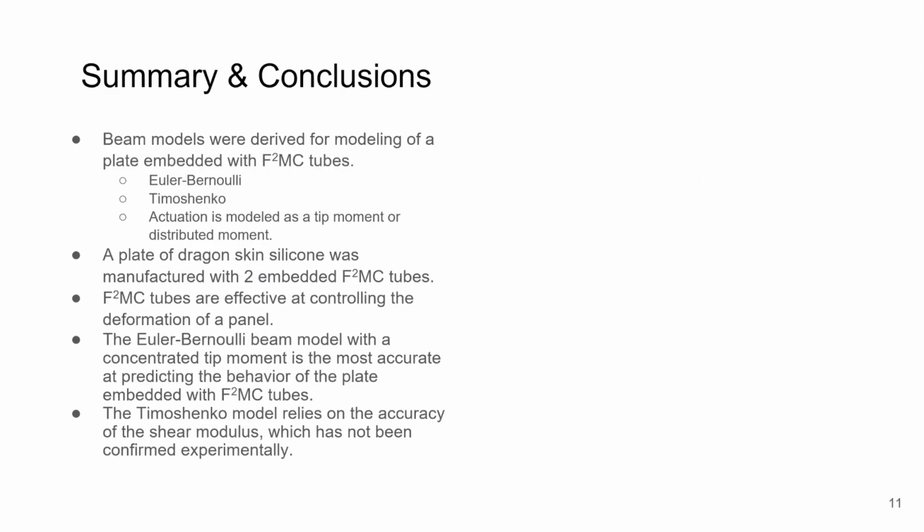In summary, the beam models were derived using Euler-Bernoulli and Timoshenko beam theories, with actuation of the F2MCs modeled with a tip moment or with a distributed moment. The plate was manufactured from braided PET plastic along with dragon skin silicone. It was found that the F2MC tubes were effective at controlling deformations, creating large deformations at relatively low pressures.